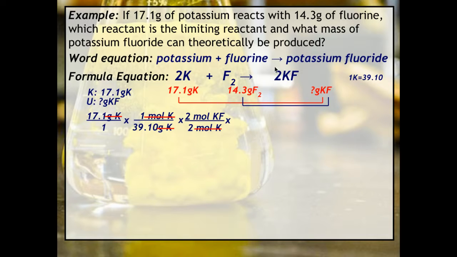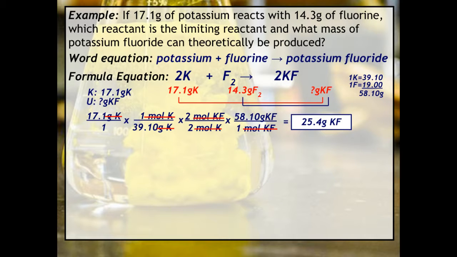Now I need grams of potassium fluoride because that's actually what I'm producing. How many grams? I need to know. And that's what I'm asking in the question, what mass of potassium fluoride? So I'm going to have to convert moles of potassium fluoride, using your periodic table. 39.1 plus 19 will give you 58.1. So moles of potassium fluoride goes on the bottom, giving me 58.1 grams of potassium fluoride. My moles cancel out. Now I plug and chug in my calculator and I come up with 25.4 grams of potassium fluoride. I still don't know which reactant, potassium or fluorine, is limiting.